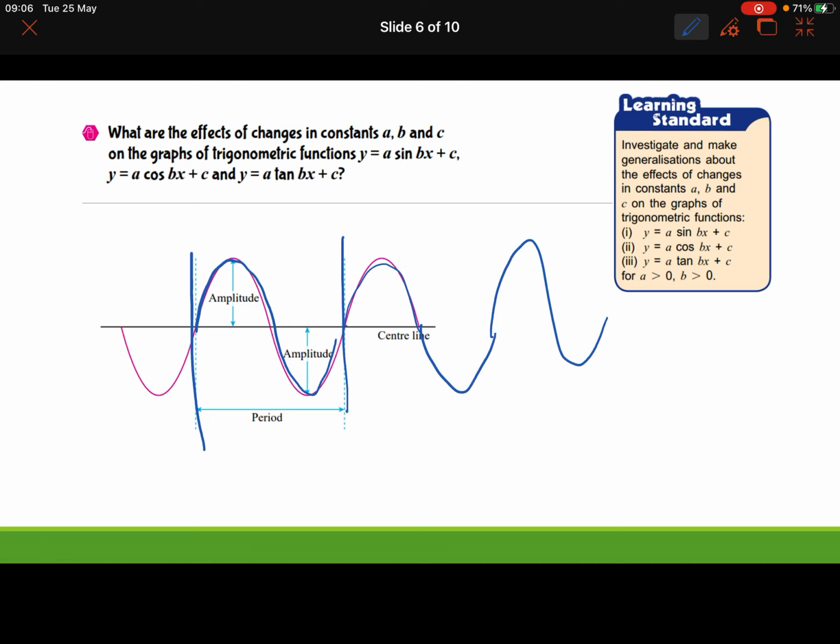Amplitude is the maximum distance measured from the center line. Here is the center line. The maximum distance measured from the center line is the amplitude. So this one is the amplitude, and this one is the amplitude.